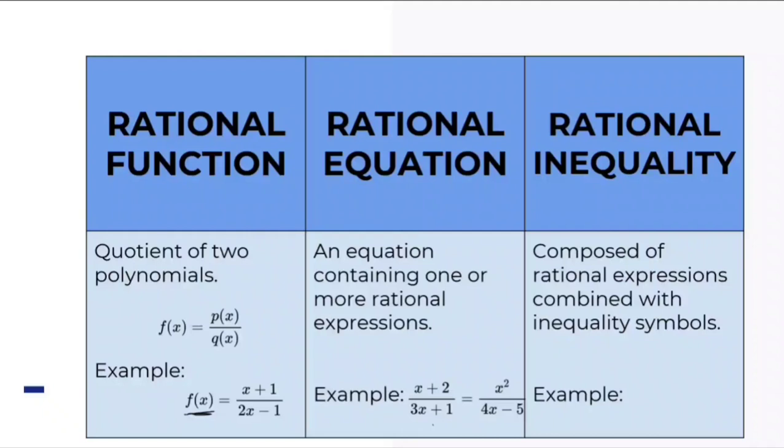And lastly, rational inequality, it's almost the same as your rational equation. The only difference is the usage of inequality symbols instead of the equal signs. So you may see the greater than symbol, less than symbol, greater than or equal symbol, less than or equal symbol, or yung not equal symbol. So an example of this is 2x all over x minus 1 less than or equal to 5 over x.